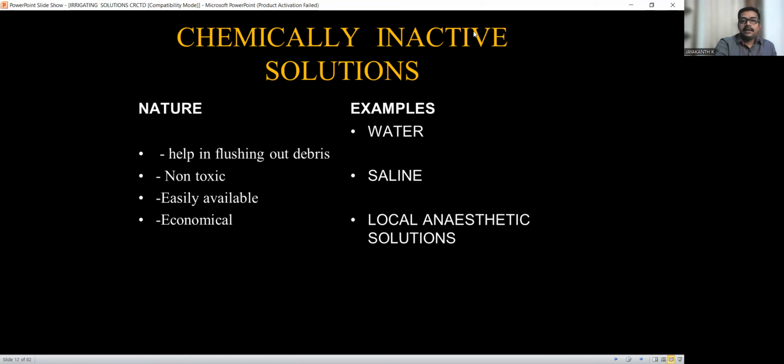Again, chemically inactive solutions. For example, you have water, saline, and local anesthetic solutions, as explained in the previous slide. These chemically inactive solutions help in flushing out the debris from the canal system. They are basically non-toxic, easily available, and economical also.